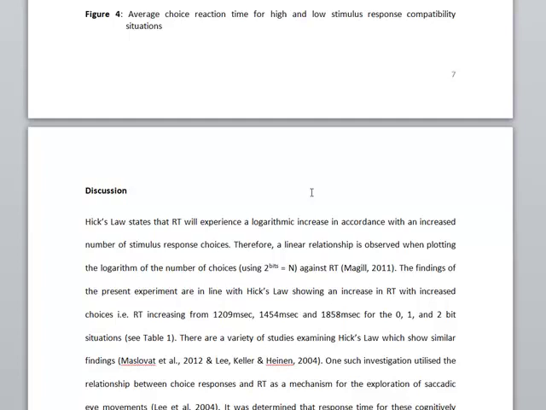And then we've got to conclude. So there tends to be an overall conclusion which talks about the collective findings.